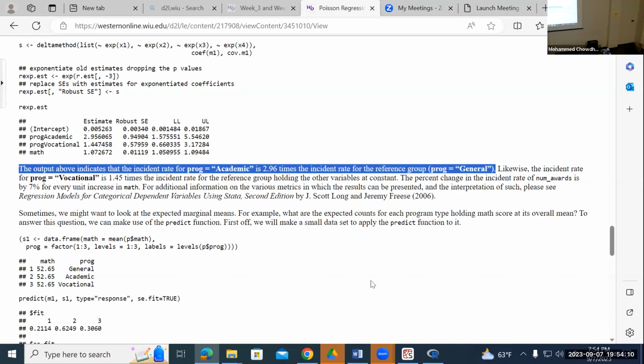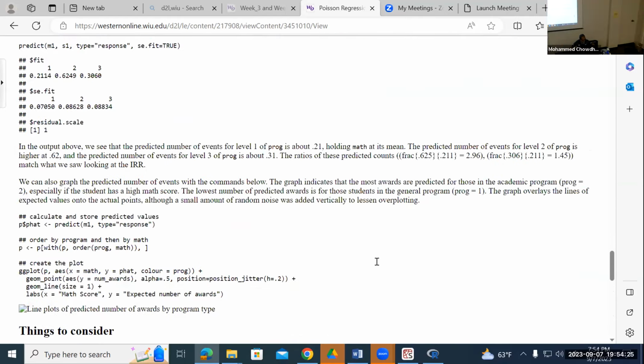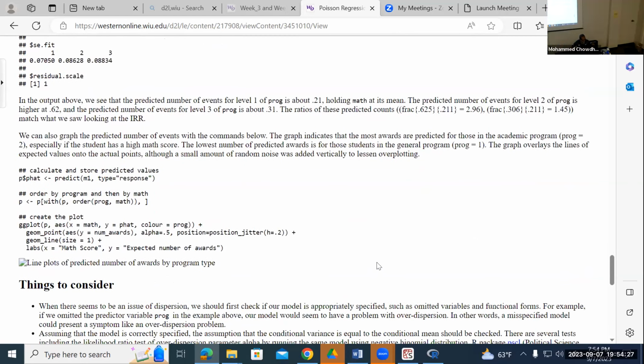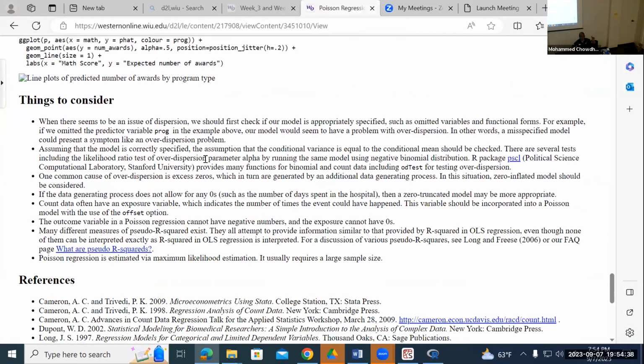For additional information on various metrics in which results can be presented, and the interpretation of such, please see the regression model for categorical variables like this. And then finally, we want to create a table that has been mentioned in there. Please read these things, okay?